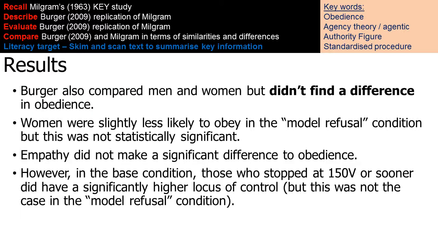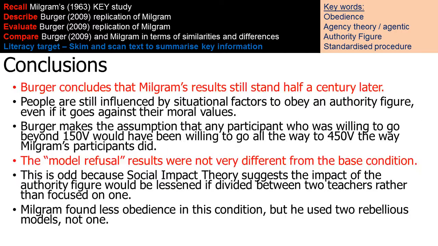He also found that men and women made no difference. Women were slightly less likely to obey in the model refusal condition, but this wasn't statistically significant either. Empathy made no significant difference to the obedience levels, but in the base condition, those who stopped at 150 volts or sooner did have a significantly higher locus of control, but this wasn't the case within the model refusal condition.